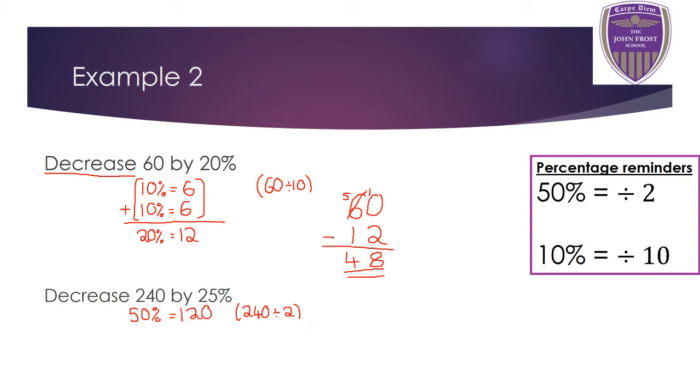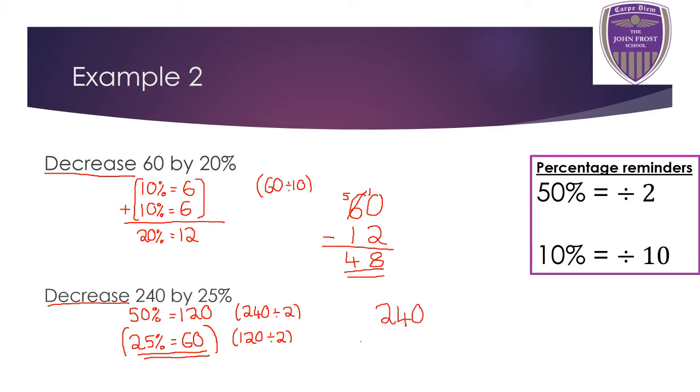But I don't need 50%, I need 25%. So what I need to do is I need to half my answer for 50%. So half of 50%. So I need to divide my 120 by 2. That will give me an answer of 60. Okay, so now we know that 25% is 60. I'm going to put brackets around this because this is the only one I need now. I'm just going to emphasize I only need 25%. I don't need 50%. And remember, we're decreasing 240 by 25%.